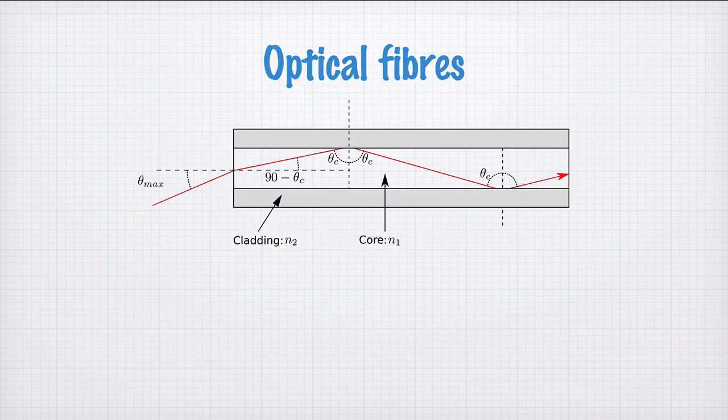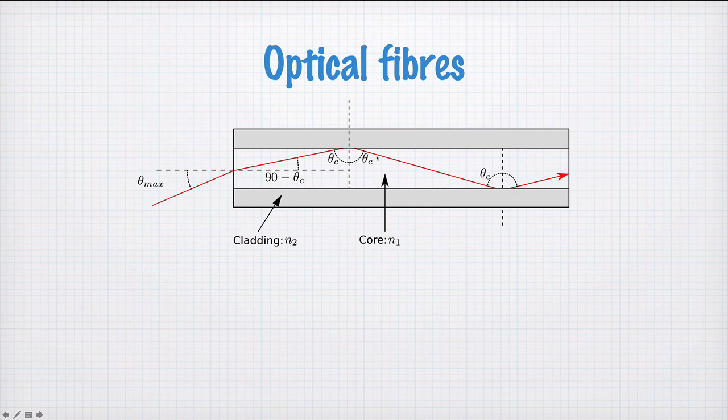So total internal reflection has a number of important technological applications. One of these is the basis of optical fibers. So an optical fiber is built like this. You have a core with refractive index n1 and a cladding with a refractive index n2. These are both kinds of glass, but the cladding has a slightly lower refractive index than the core, so that light coming along through the core can be totally internally reflected.